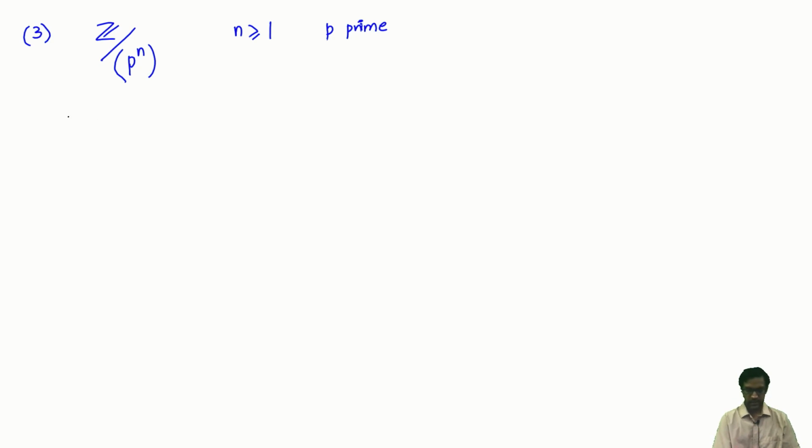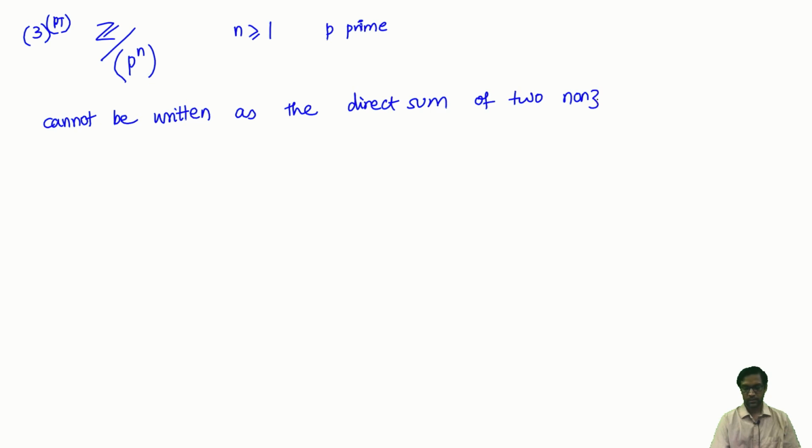The claim is: prove that Z mod p to the n cannot be written as the direct sum, the internal direct sum if you wish, of two non-zero submodules. Everything here is a module over Z, so two non-zero Z-submodules. In some sense it says you cannot split it into the direct sum of two submodules, both non-zero. So let's prove this.